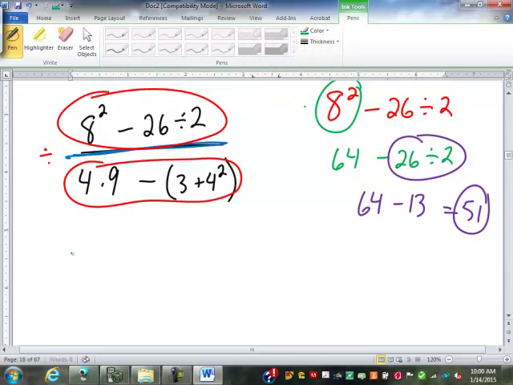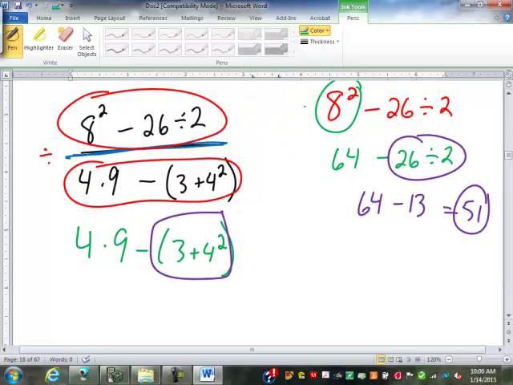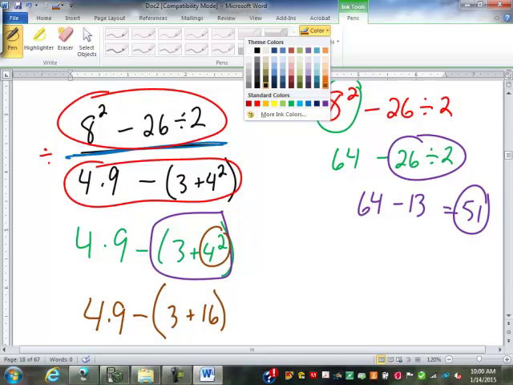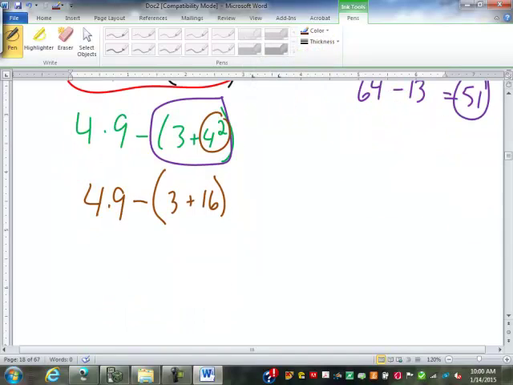On bottom, do we have any enclosing symbols? Yes, we do. Parentheses here. In those parentheses, do you have any other enclosing symbols? No. Exponents? Yes. 4 squared is 16. Still have to go inside the parentheses. 3 plus 16 is 19. It's down to a single number, so I don't need the parentheses anymore.